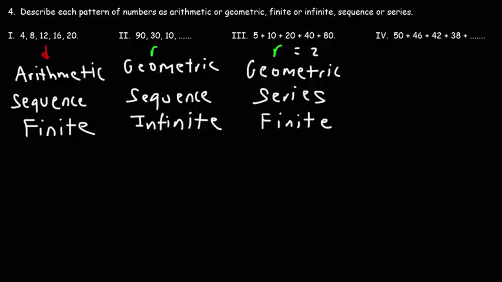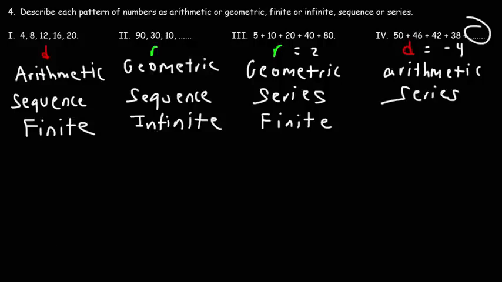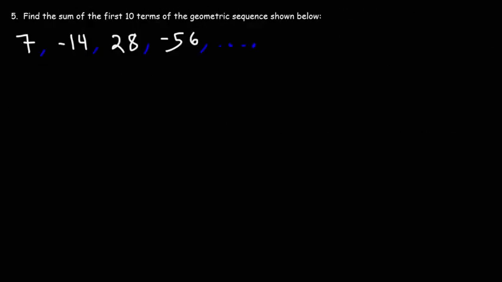For the last one, we can see that we have a common difference of -4. 50 minus 4 is 46. 46 minus 4 is 42. So this is going to be arithmetic. We have a plus between the numbers, so it's a series. And it goes on forever, so it's infinite. So we have an infinite arithmetic series.